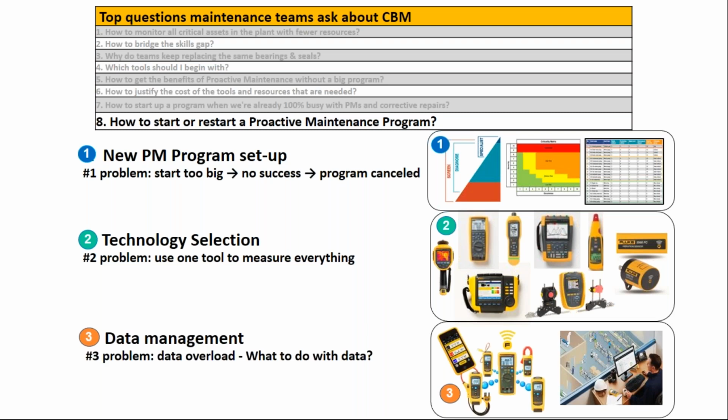And then problem number three is data overload. Once you start collecting a bunch of data from a lot of tools, if that data doesn't give you an answer, the program will quickly die. So the answer is, I need to get answers from my data, not just a bunch of numbers. So let's talk about these things.